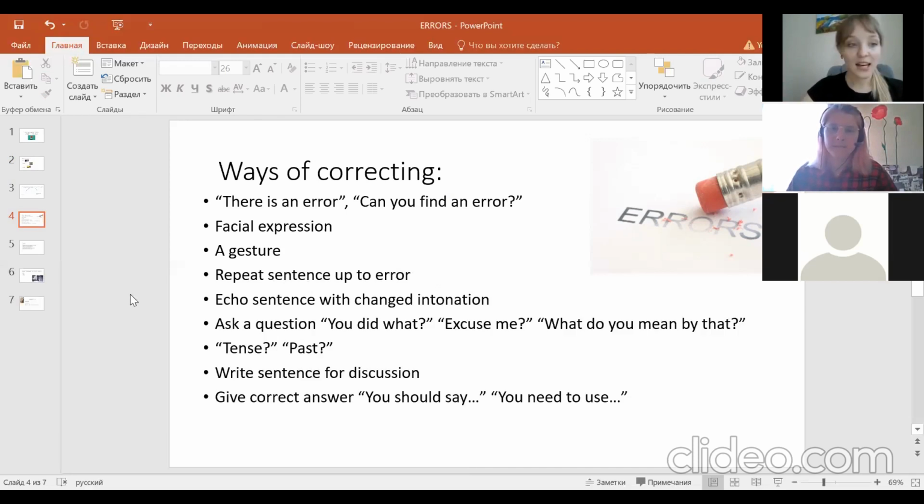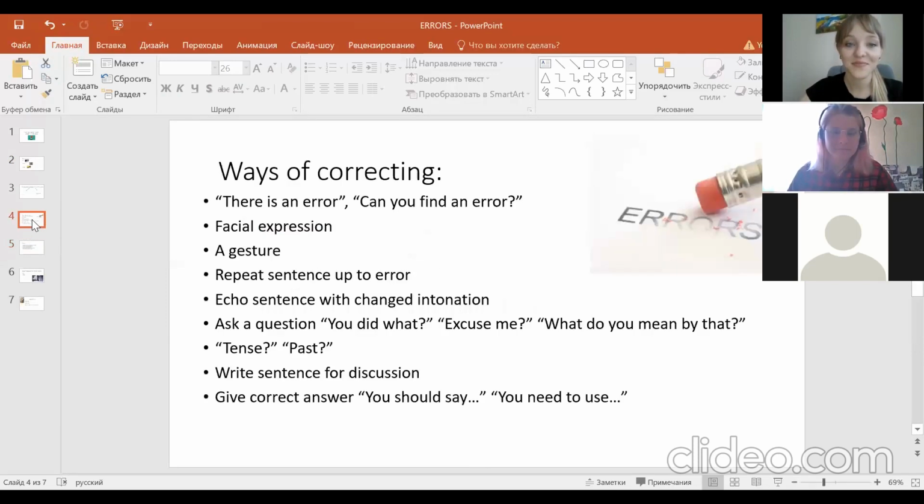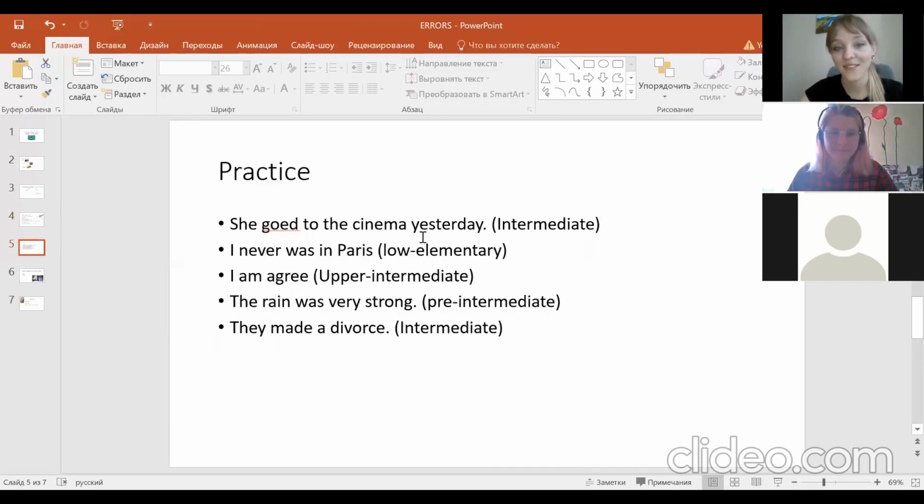All right, and so here we've got some practice. So we have a mistake and the level of the student. Which of these will you use here? She goes to the cinema yesterday.